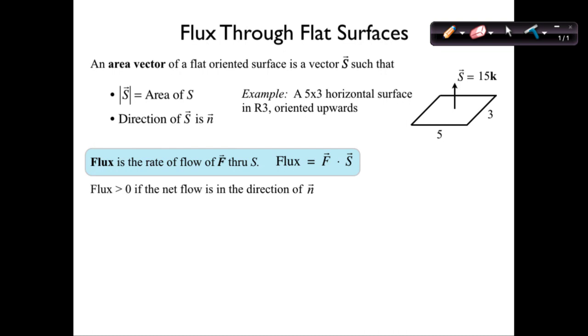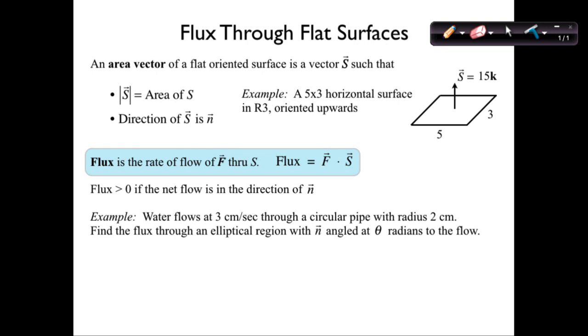Okay, so if the flux is greater than 0, the net flow is in the direction of n. This is where the orientation comes in. If you get a positive flux, then the sum total of flow through S, which could be in different directions, but the overall combined total, is going to be in the direction of n.